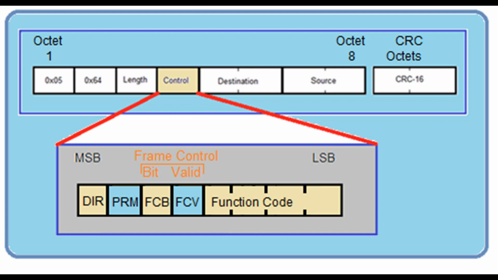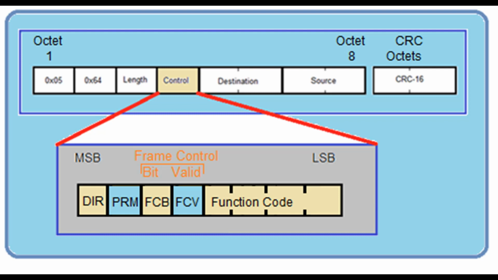The most significant bit in this octet, DIR, is the message direction bit. It is 1 in messages from the master and 0 in messages from the outstation. PRM is the data link primary bit and is 1 in almost all messages. It is 0 only for data link layer only response messages. More on this later.